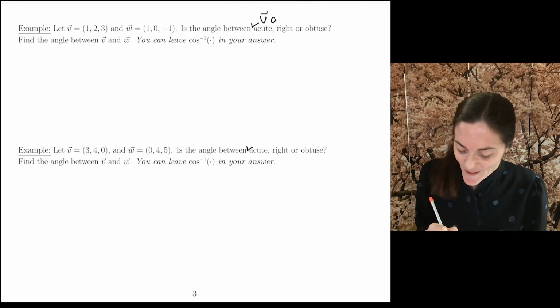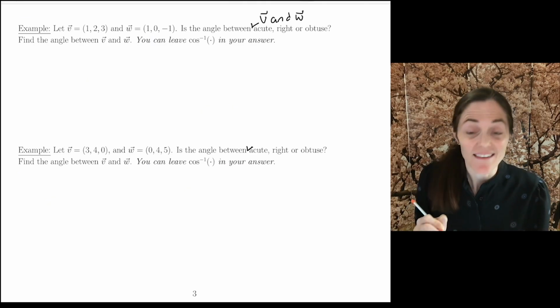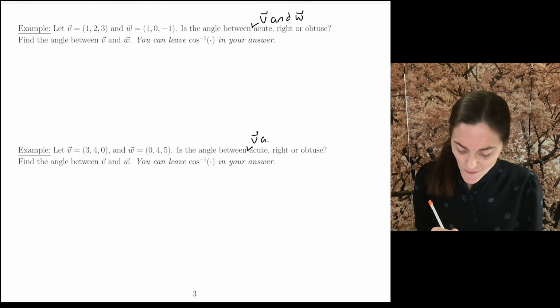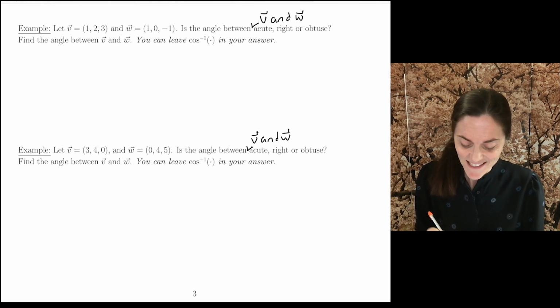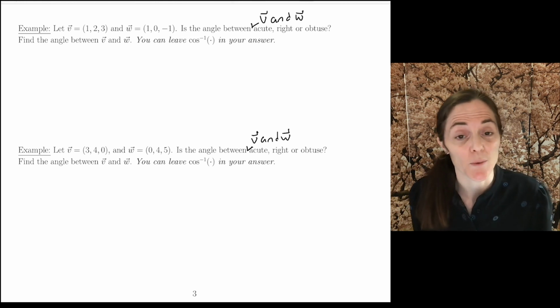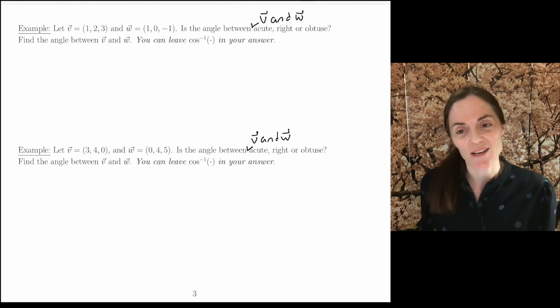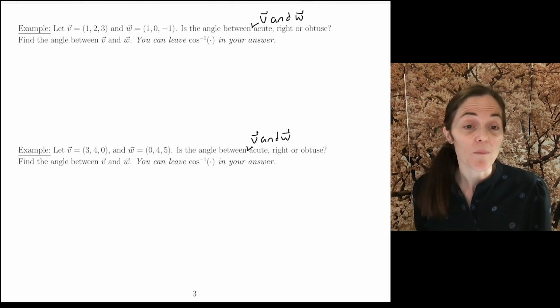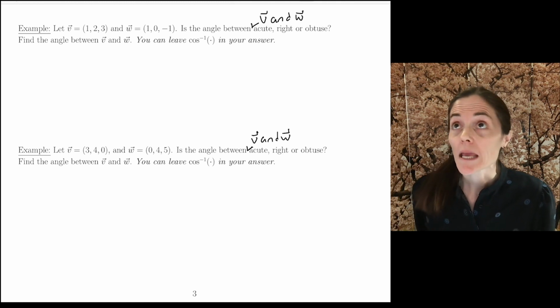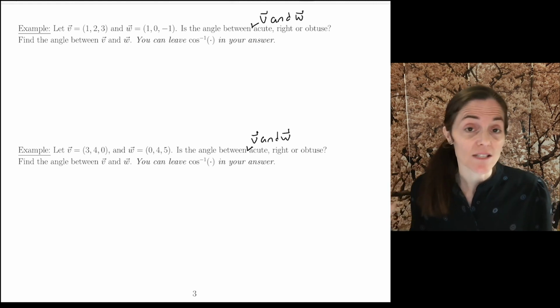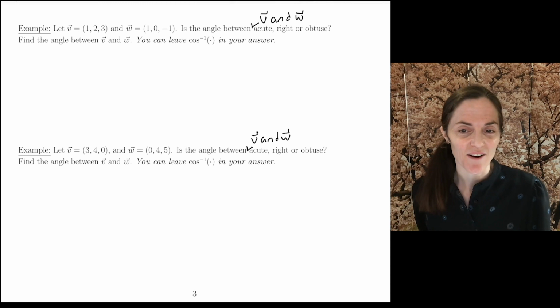I left off part of this. Is the angle between v and w acute, right, or obtuse? And then is the angle between, I should have the same thing listed here. Now let's read the question. We're given two vectors in R3. We want to figure out if the angle between them is acute, right, or obtuse. Then we will find the angle. And if we have some nice cosine value that we know the theta for, that's fine. If not, we can just leave cosine inverse in our answer. You'll see this in the homework exercises as well.